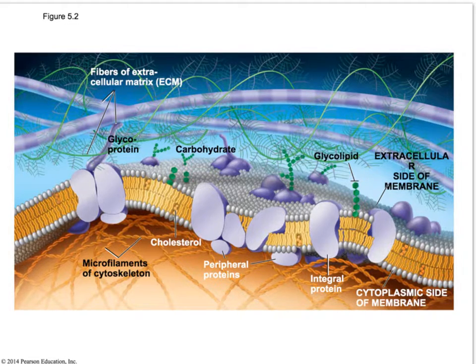The protein that doesn't go all the way through, like the one in the middle, would that be integral or peripheral? This is an integral protein. It is integrated into the membrane, but it's not a transmembrane protein. This one is a transmembrane protein. It spans the whole membrane. So all transmembrane proteins are integral proteins, but not all integral proteins are transmembrane proteins. I think I said that correctly.